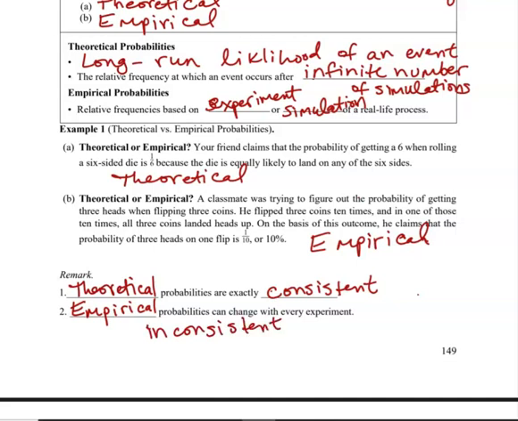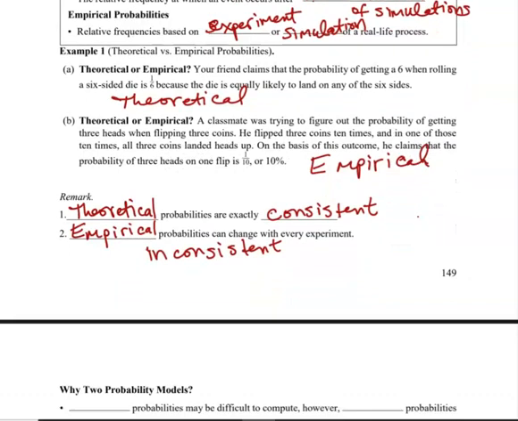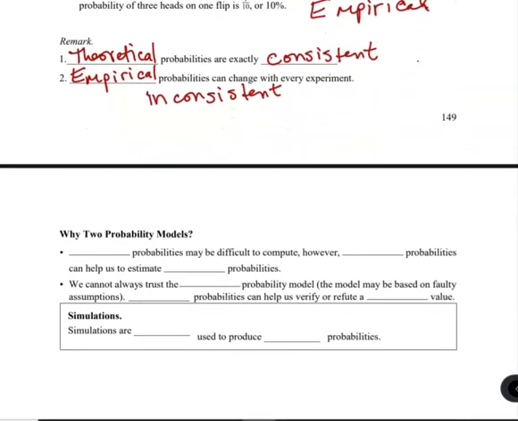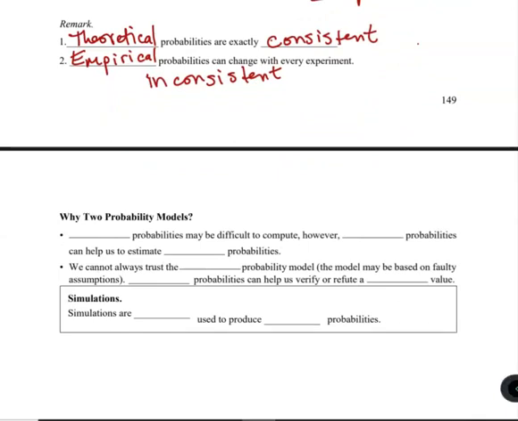And you'll get the hang of this. This isn't too bad. We'll look at some examples in class so you can see what the difference is a little bit more in detail. Why do we have 2 probability models? Well, theoretical probabilities are sometimes hard to compute.